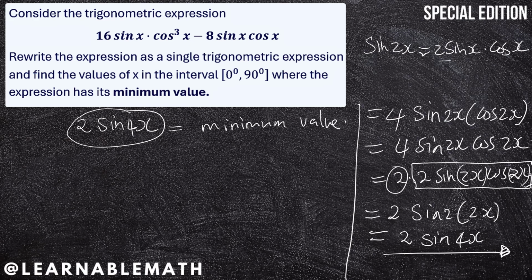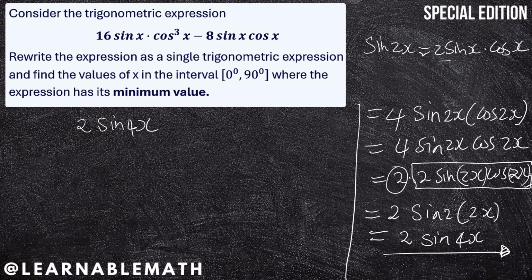Obviously, the minimum value is when this expression equals its minimum value. I've already showed you, if you check our special edition session on trig, how to get the minimum value of any trigonometric function.